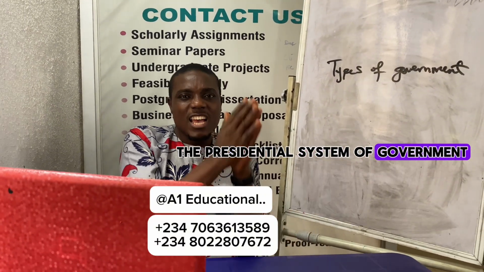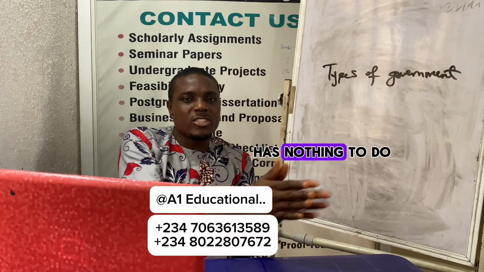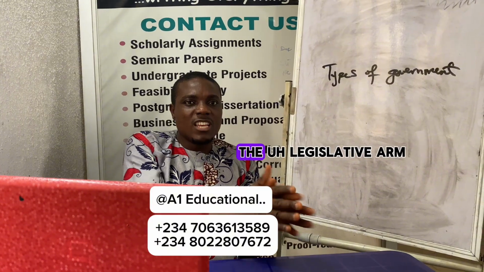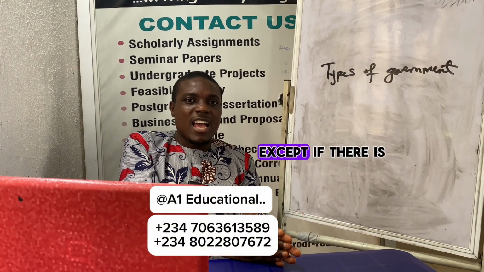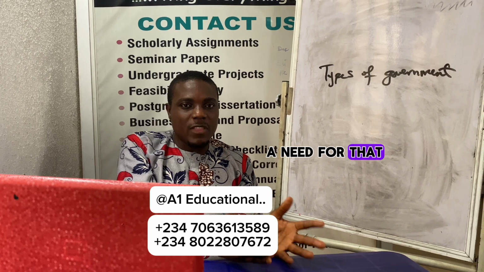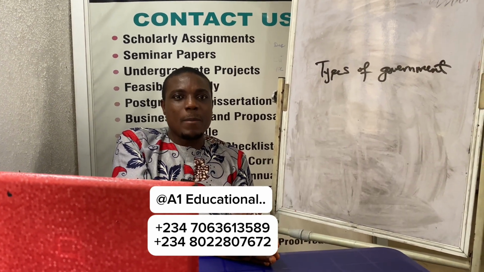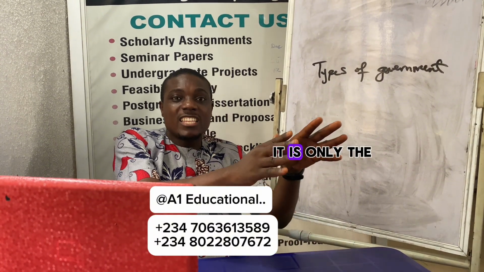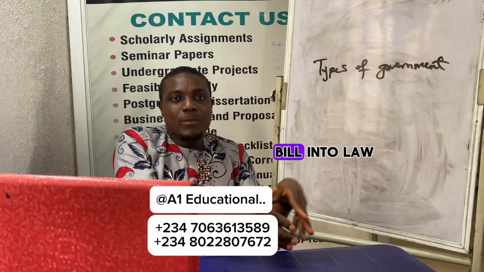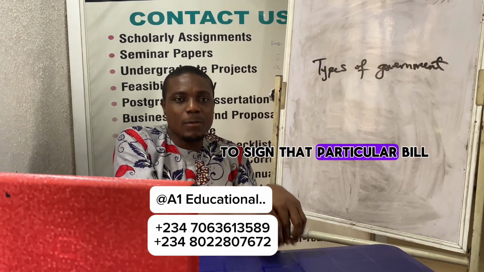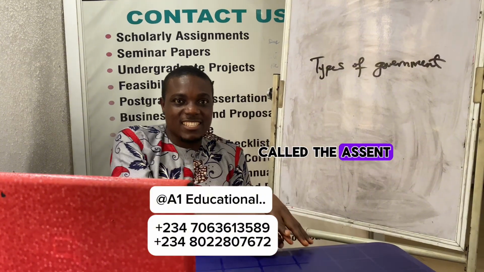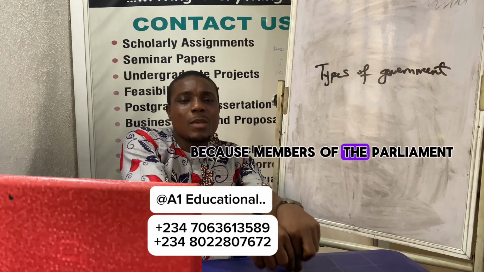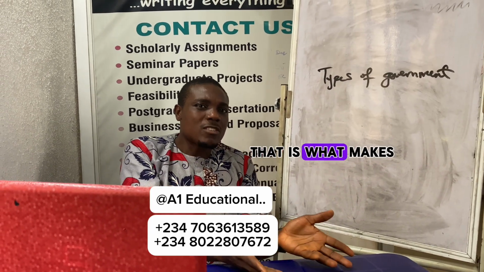Unlike the presidential system of government, where a lawmaker is a lawmaker. A lawmaker has nothing to do with the executive arm of government, and the executive arm has nothing to do with the legislative arm, except if there is a need for that. In the presidential system, it is only two-thirds of the members that can sign a bill into law if the executive refuses to sign that particular bill, which is called the assent. But in the parliamentary system of government, it must be passed by the parliament because members of the parliament are also the executive. That is what makes the difference.